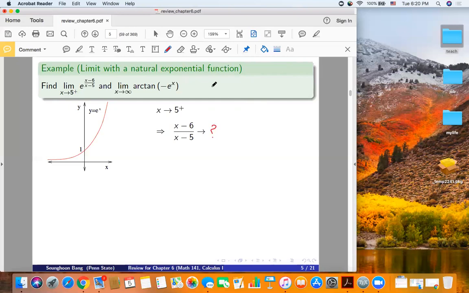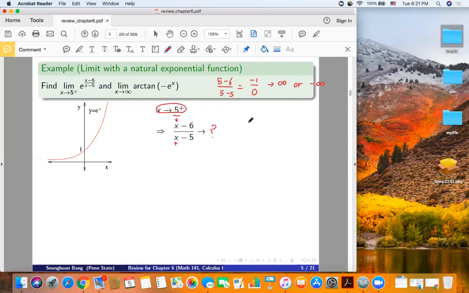Why? You can plug 5 into x here. What happens? 5 minus 6 over 5 minus 5. It's right, minus 1 over 0, which is undefined. What is this minus 1 over 0 form? We have two possible answers, infinity or negative infinity. How can we decide between positive infinity and negative infinity? I want to use a one-sided limit.